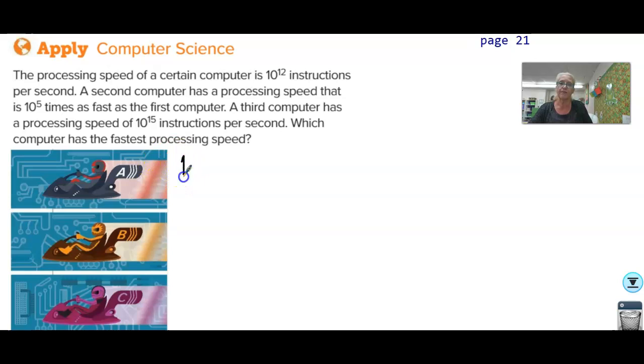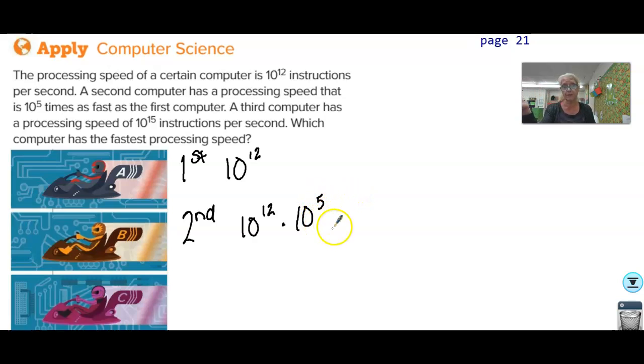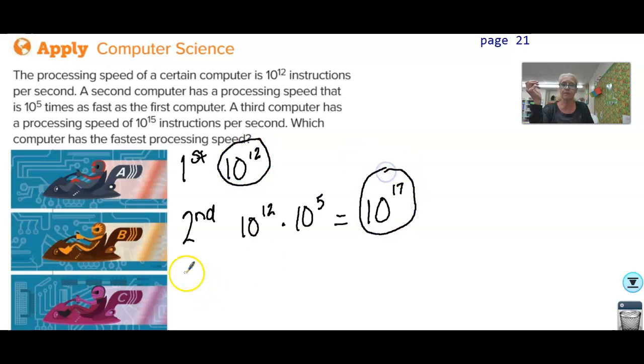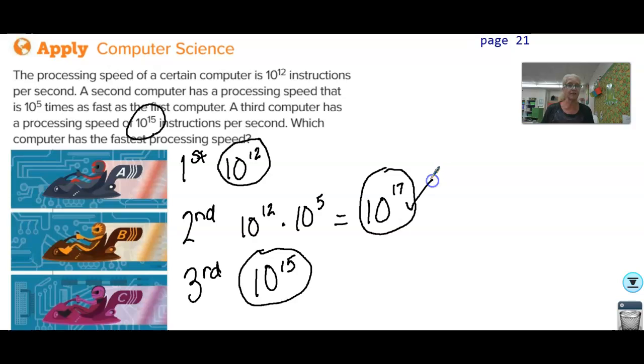All right, well, it tells you that the first computer has a processing speed of 10 to the 12th power. But then it tells you that the second computer is 10 to the 5th times faster, okay? So in order to get the second computer, you would have to take the first computer and multiply that by 10 to the 5th, because it's 10 to the 5th times faster than the first one. Well, when we have two numbers with like bases, we add the exponents. So the second computer has a processing speed of 10 to the 17th, right? First one has 10 to the 12th, second one has 10 to the 17th. And then the third computer has a processing speed of 10 to the 15th. And the question says, which computer has the fastest processing speed? Well, clearly that is the second computer with 10 to the 17th.